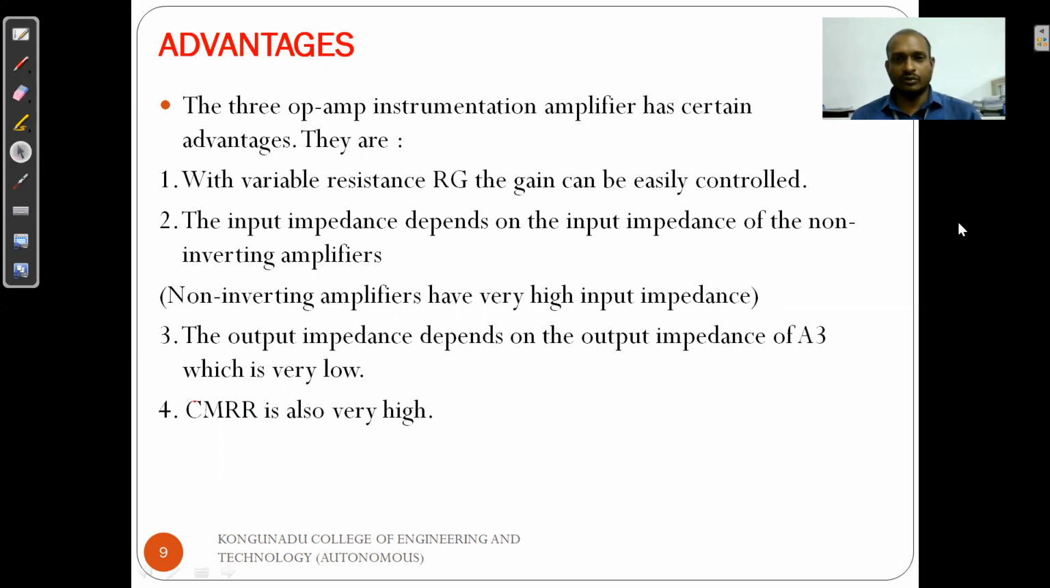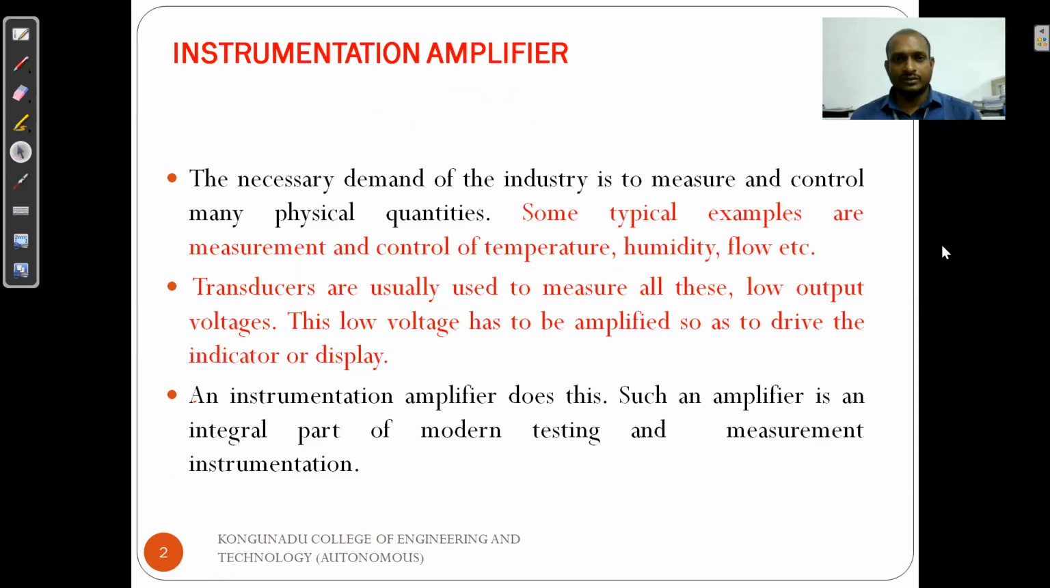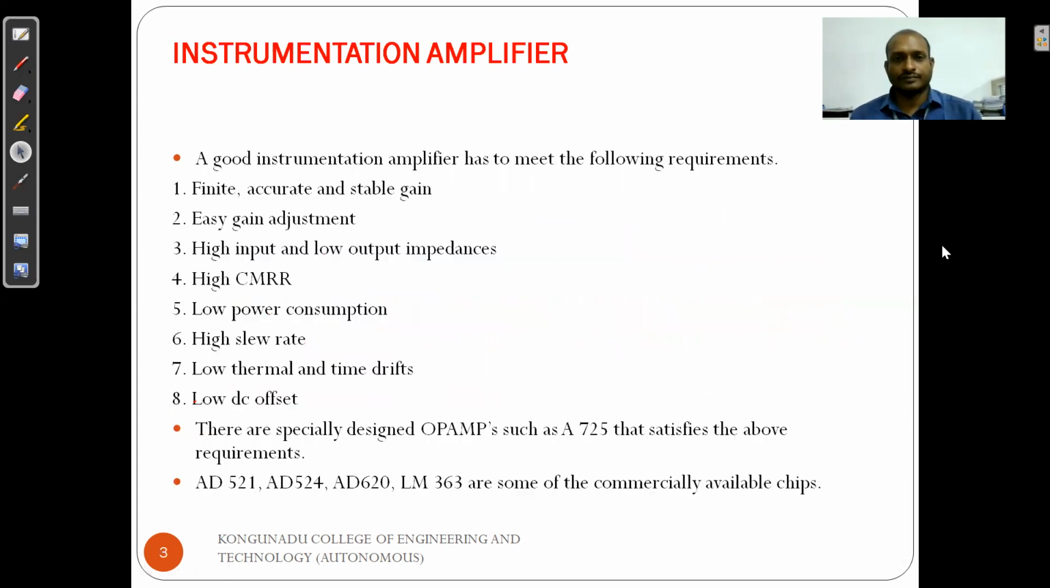So finally, I'm going to conclude the topic with a small recap. For industrial applications, we need to measure and control physical quantities like temperature, humidity, and flow of some molecules. For this purpose, we are using transducers. The low output voltage produced can be amplified with the help of the instrumentation amplifier. Finally, the output will be displayed in the indicator.